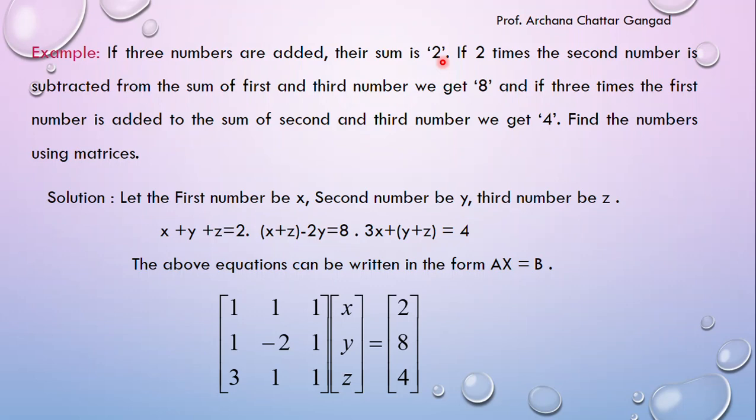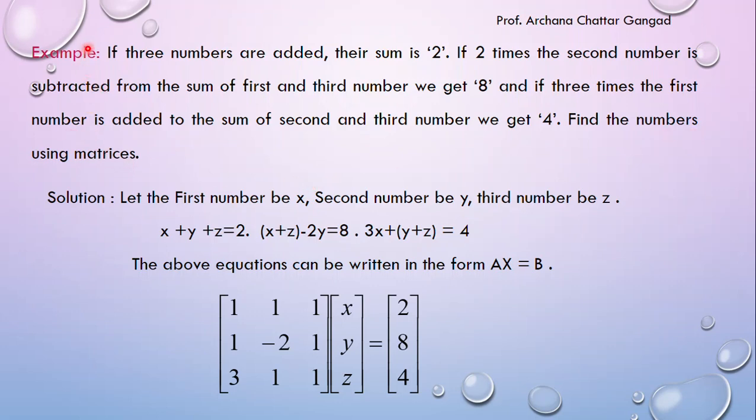So this is about our first statement. Let's read the sentence first. If 2 times the second number is subtracted from the sum of the first and third number, we get 8. And if 3 times the first number is added to the sum of the second and third number, we get 4. Find the numbers by using matrices.